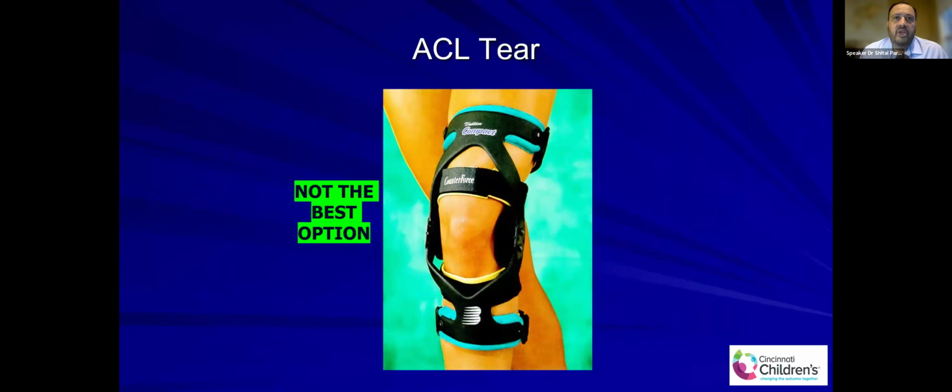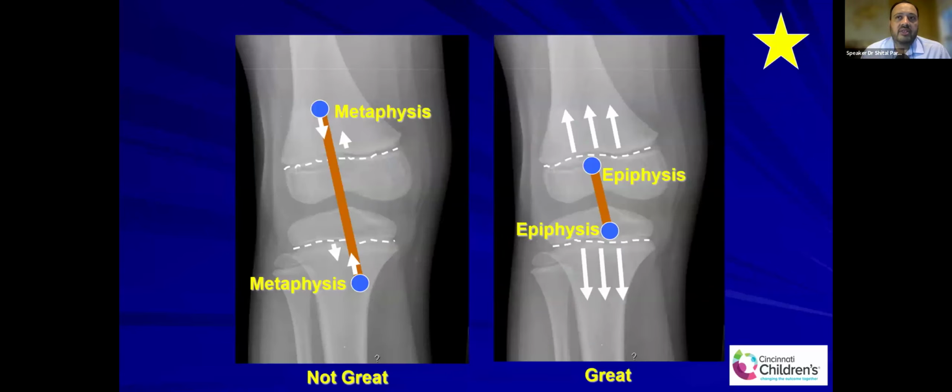For ACL, a brace is not the best option. I know a lot of physicians, even in our town, would brace them, rehab them, just because they don't want to operate on a kid with open growth plates. So they will try and delay the surgery. However, the best treatment option is to fix it at whatever age they present, because delay causes more meniscus tears and condyle injuries. So this is how we do it.